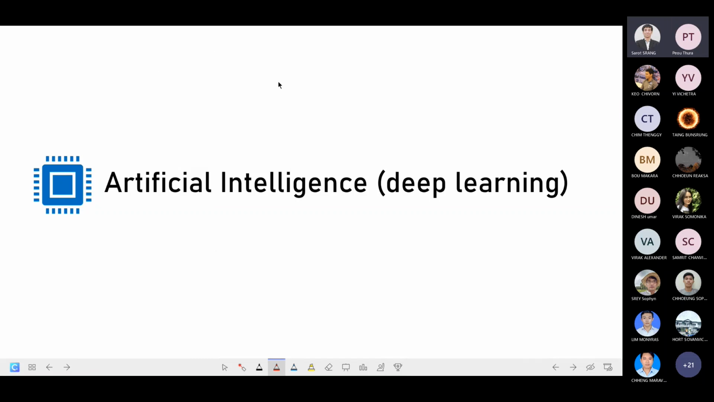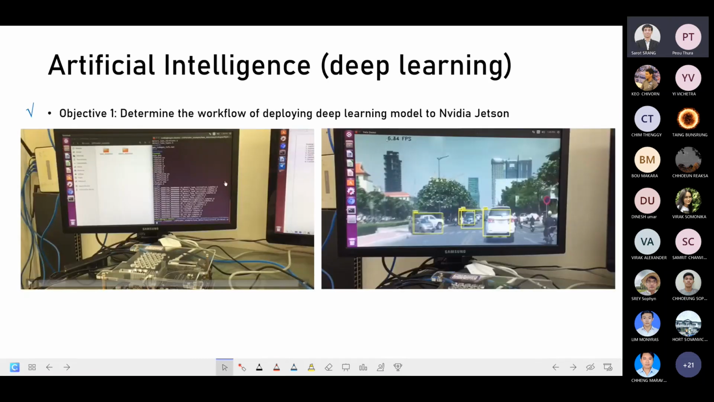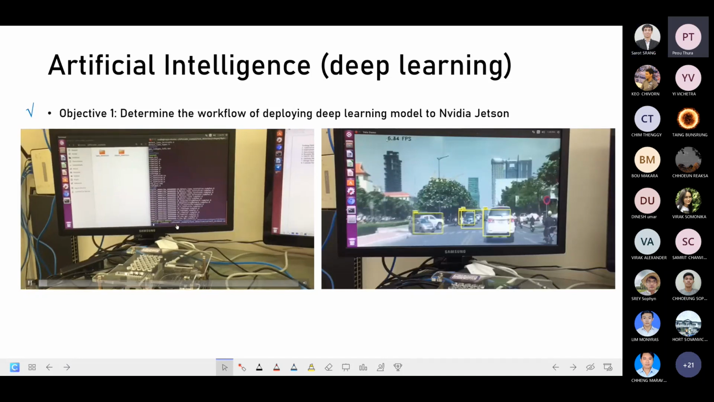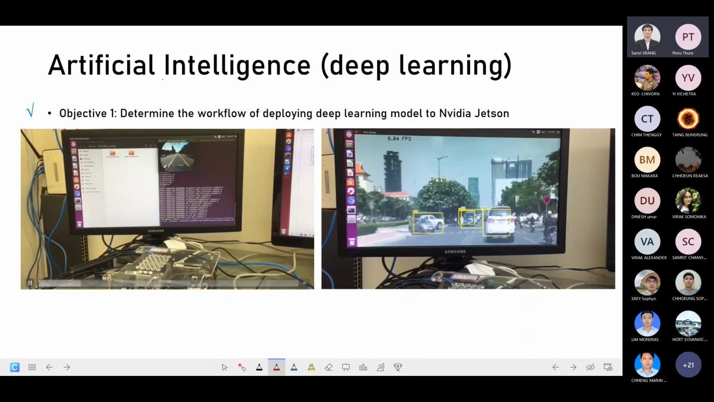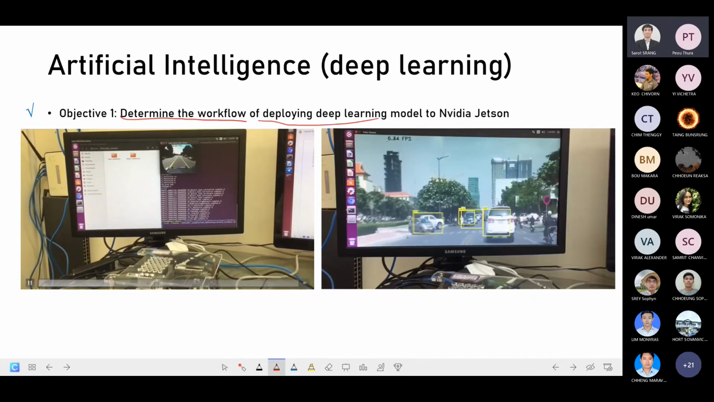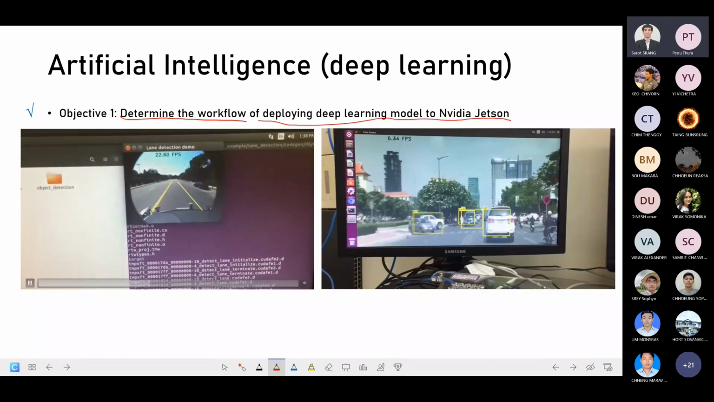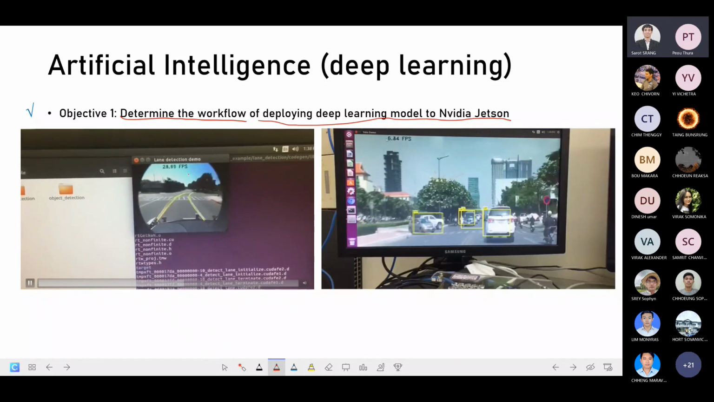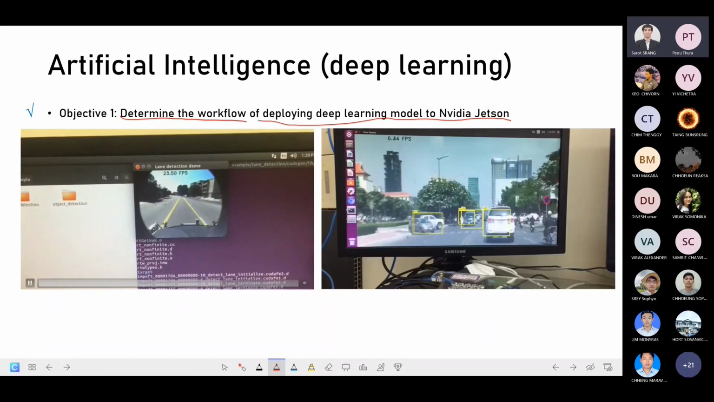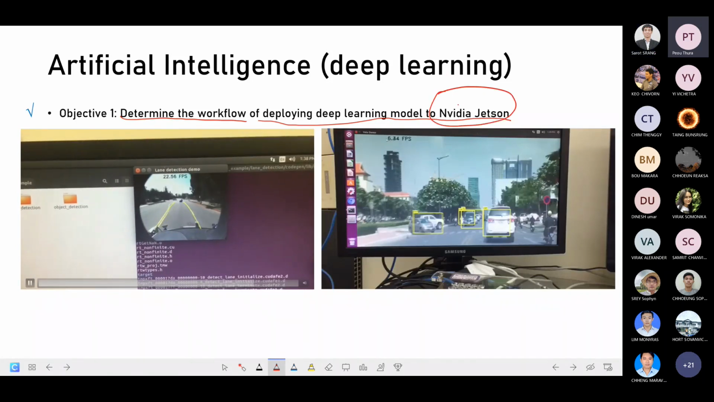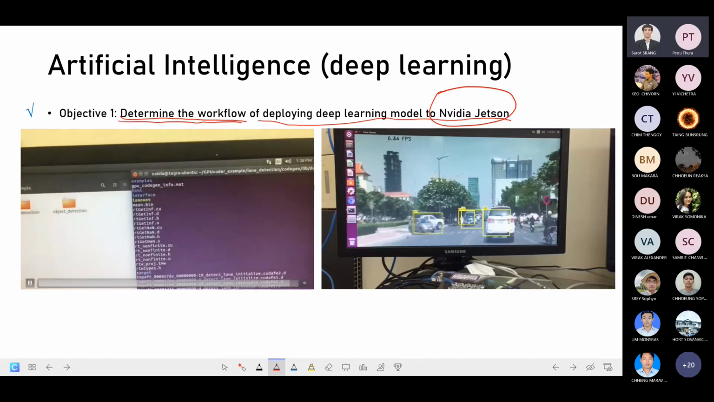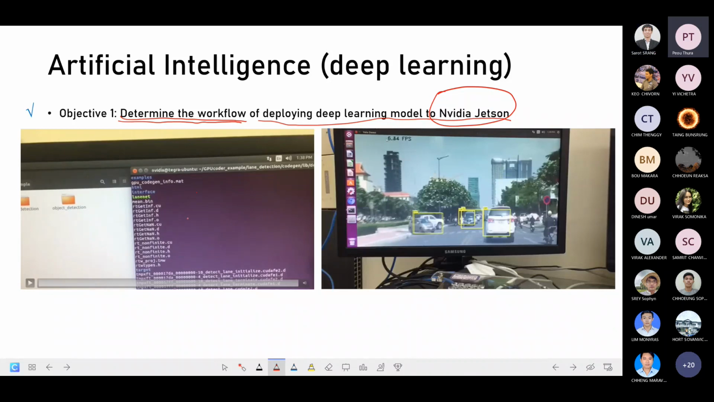For artificial intelligence, at the very early study, we tested and determined the workflow of deploying a deep learning model to the hardware. We use an existing model, but we just work out how to get those models onto the hardware of NVIDIA Jetson. So we find the proper workflow environment, for example, use Ubuntu and many other software, and also use MATLAB to generate the deep learning code, and then deploy to NVIDIA Jetson. Same for this one, but just a different algorithm.